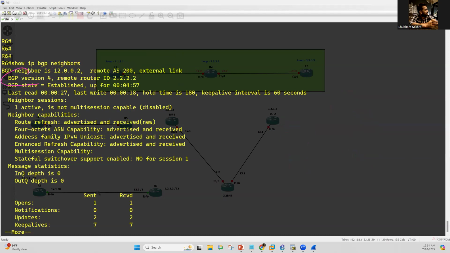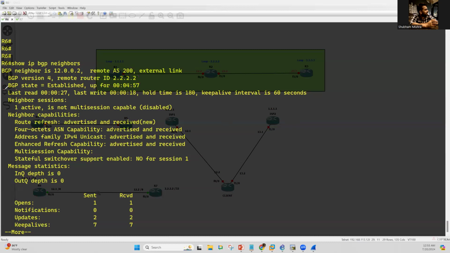And what is the BGP version? I told you we are using BGP version 4. And what is the router ID of my neighbor? That is 2.2.2.2. Guys, the router ID works the same as in IGP. In case of OSPF, you know what the conditions for the router ID are. The same thing applies in BGP also. So what is the default router ID here? 2.2.2.2. This is the router ID of my neighbor. Are you getting my point? Yes or no?